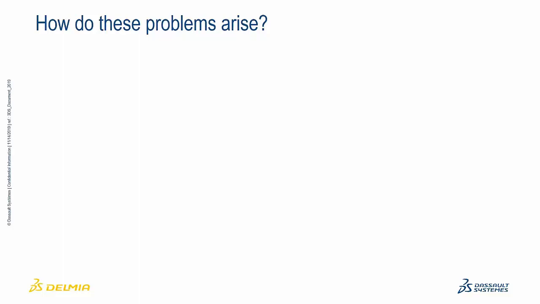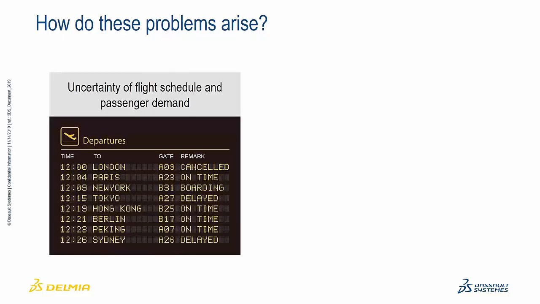And these all arise due to basically two main factors. The first one is the uncertainty in the flight schedule. We can plan a perfect flight schedule, but in operations we see delayed flights, flights arriving earlier, cancelled flights, and gate changes, and all of these have an impact on when passengers arrive at the airport and how they move through the airport.